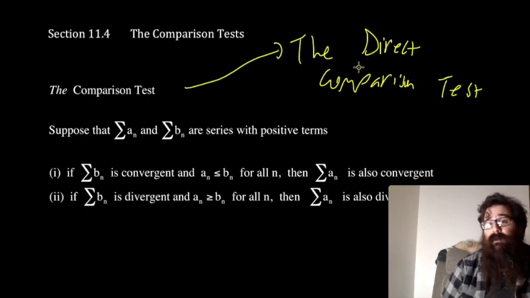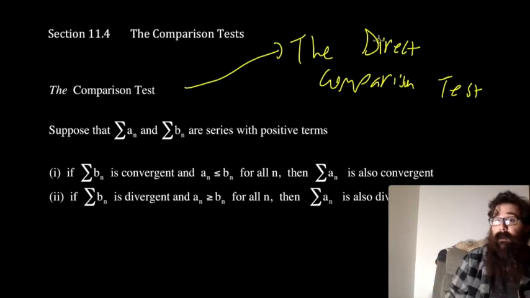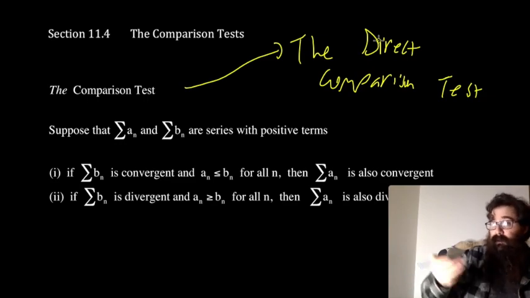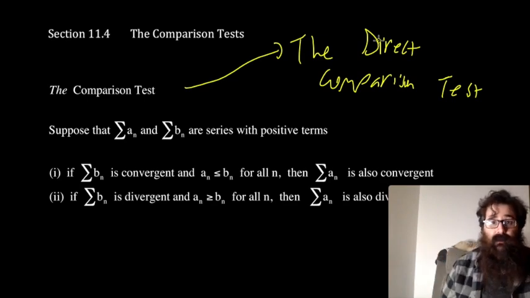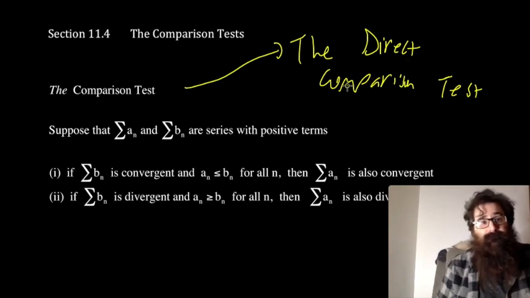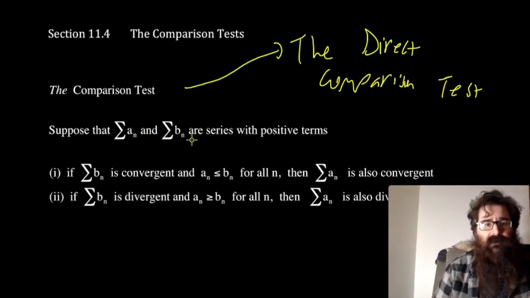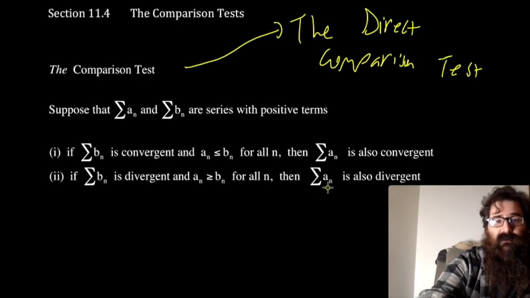But when you say, I want to do a comparison test, the question is, well, which one? There's 2 of them. Do you mean limit comparison test, or do you mean classic, original recipe comparison test? Which is why I usually call this the direct comparison test. And then what does it say? It says, suppose the sum of a sub n and the sum of b sub n are series with positive terms. If the sum of b sub n is convergent and a sub n is less than or equal to b sub n for all n, then the sum of a sub n is also convergent. Or, if the sum of b sub n is divergent and a sub n is greater than or equal to b sub n for all n, then the sum of a sub n is also divergent.